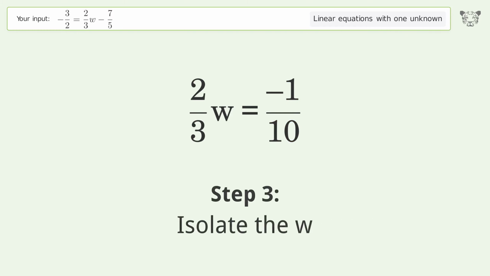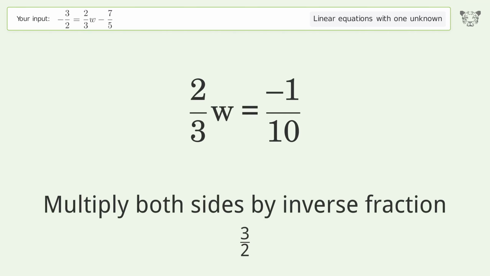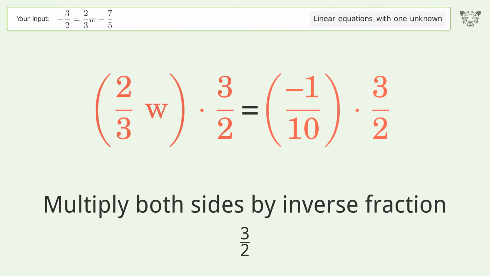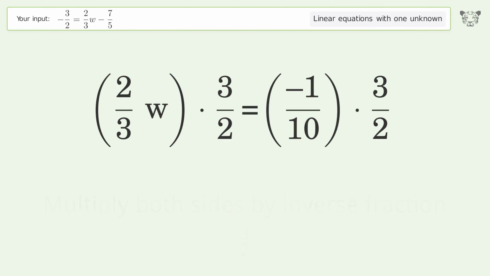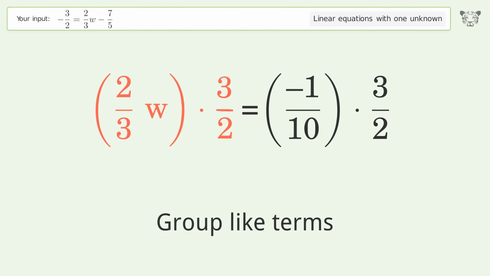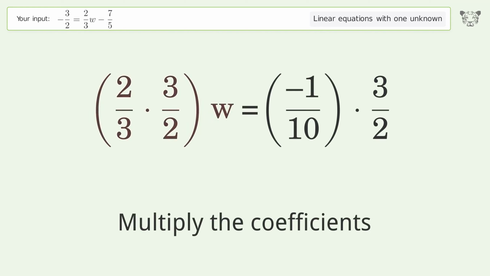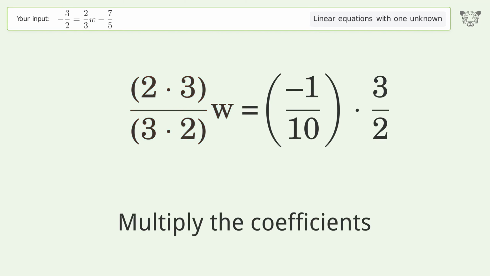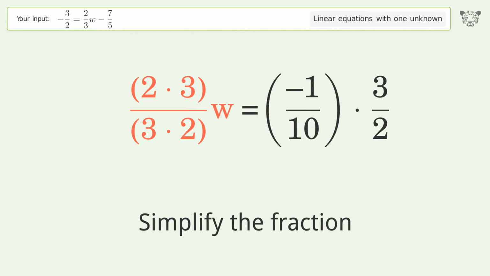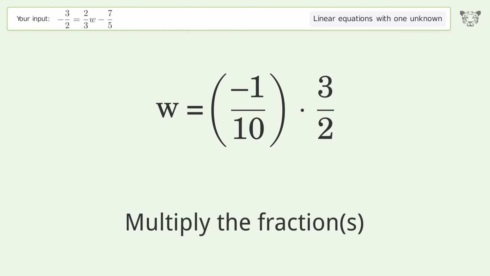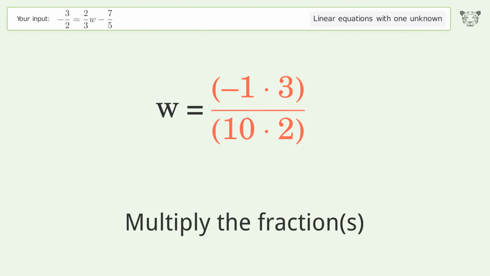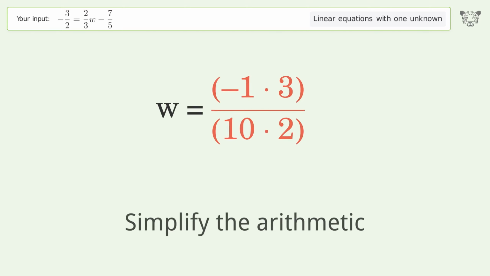Isolate the w. Multiply both sides by inverse fraction 3/2. Group like terms. Multiply the coefficients. Simplify the fraction. Multiply the fractions. Simplify the arithmetic.